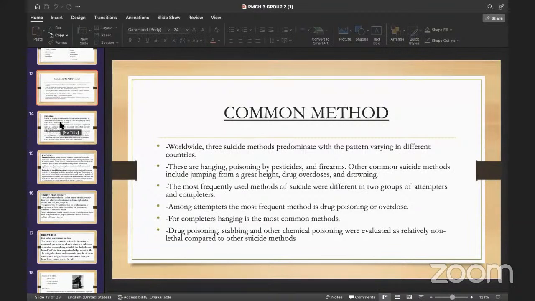The most frequently used method of suicide was different in two groups, attempters and completers. Among attempters, the most frequent method is drug poisoning or overdose. For completers, hanging is the most common method. Drug poisoning and other chemical poisoning were evaluated as relatively non-lethal compared to other suicidal methods.